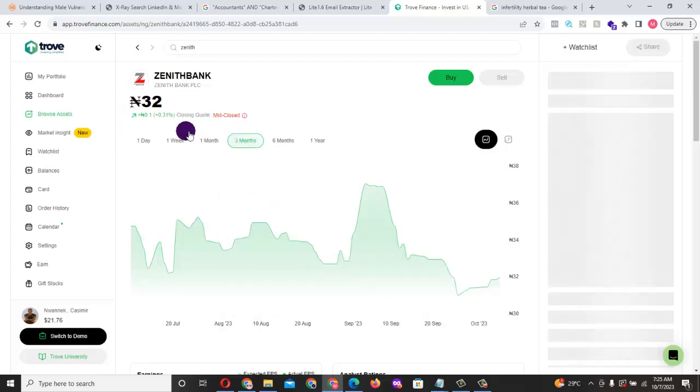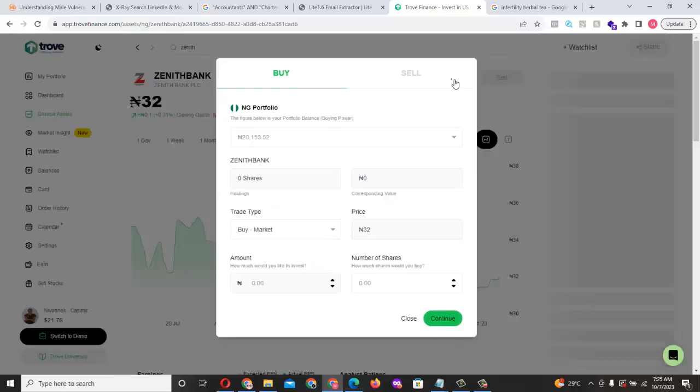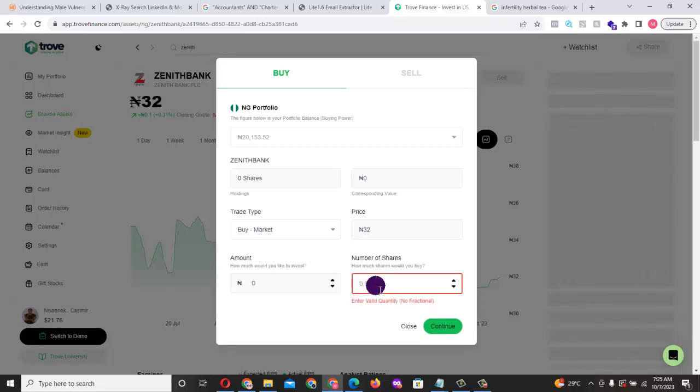So I want to buy this Zenith Bank. How many do I want to buy from Zenith? Let me see if I can buy 500. No, 500 is too much. Let me buy 200. Yes, boom. I'll buy 200 shares from Zenith Bank.